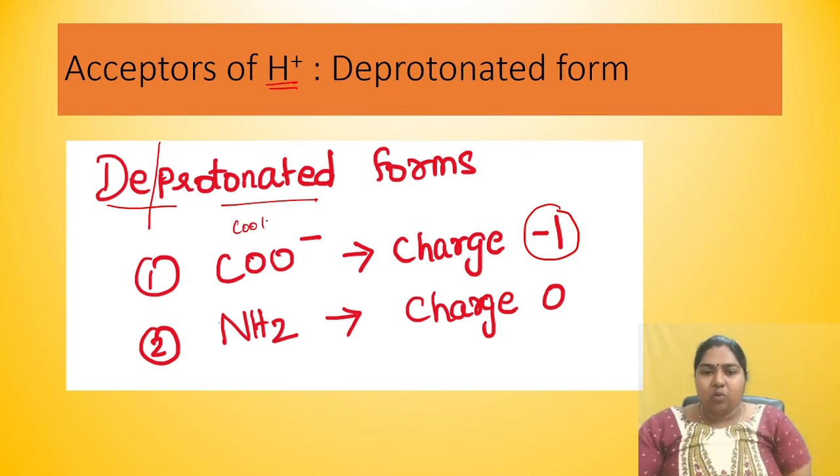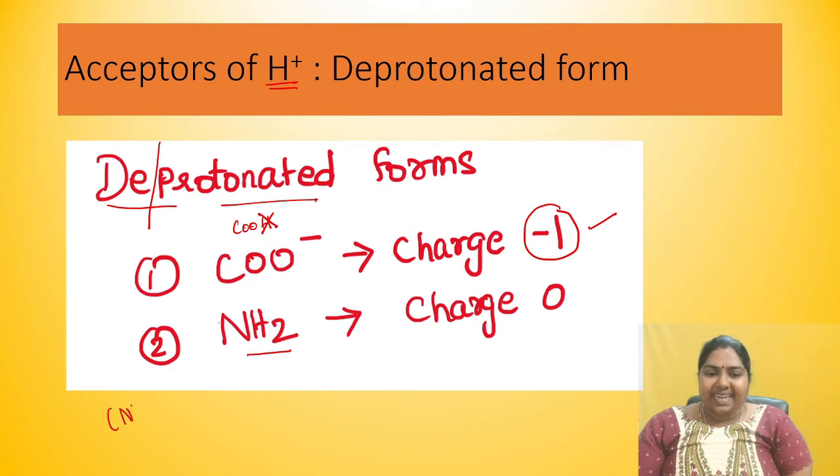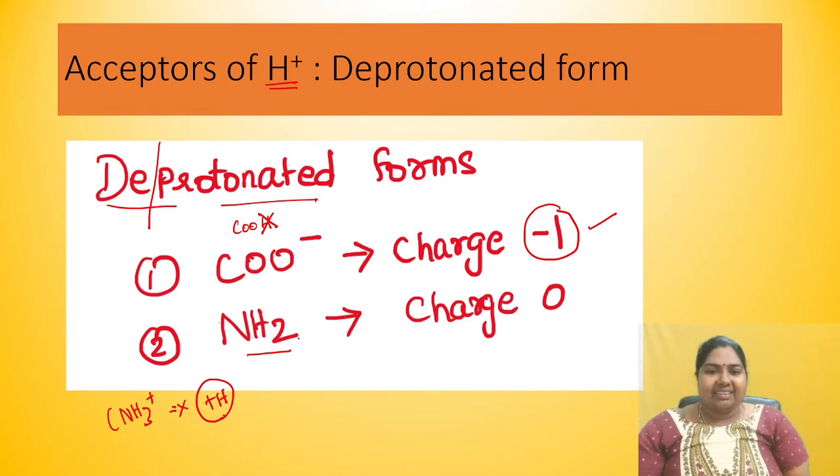Initially it could have been COOH. Now you remove the H, and it becomes COO minus, without the proton. No proton is here. So for the deprotonated forms, the first one is COO minus, and the charge is minus 1. What about NH2? Initially it could have been NH3 plus. Now you remove this H plus, and it becomes NH2. Does it have any charge? No, so the charge becomes 0.